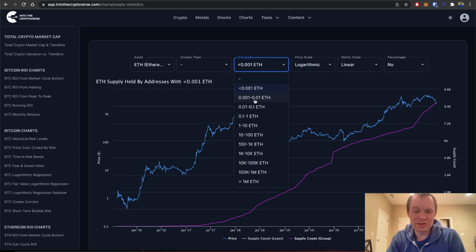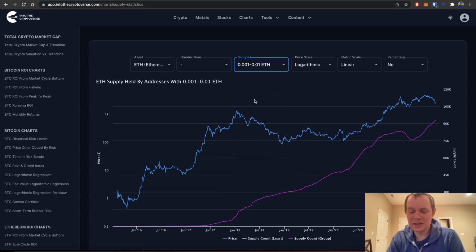Okay, so this is between 0.001 to 0.01 ETH. In this instance, the amount has now reached about 92.81 thousand Ether if you summed up all the addresses that held between 0.001 to 0.01 ETH. Now, there are some interesting things going on here.